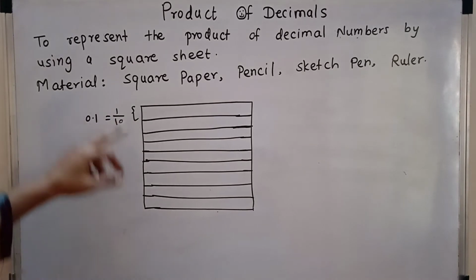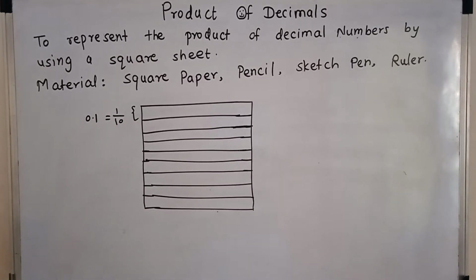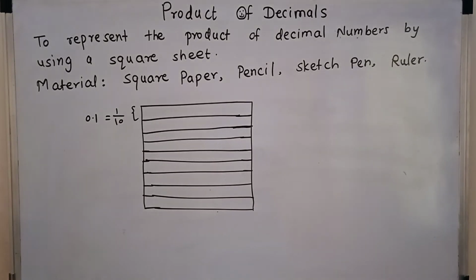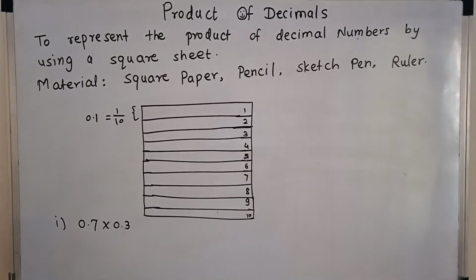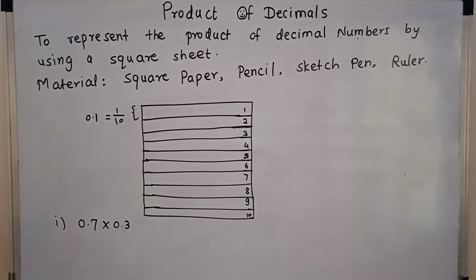Now consider a blank paper. It should be a square paper. Now draw 10 lines on the square paper horizontally. Obviously this will look like this. It will have 10 horizontal lines on it, like I have drawn on the board as well. Now here we need to do the product of two decimal numbers.